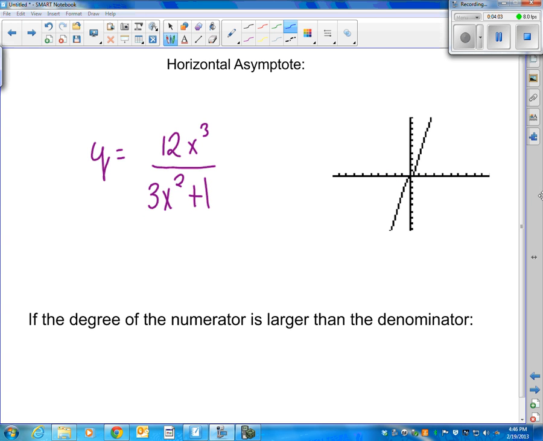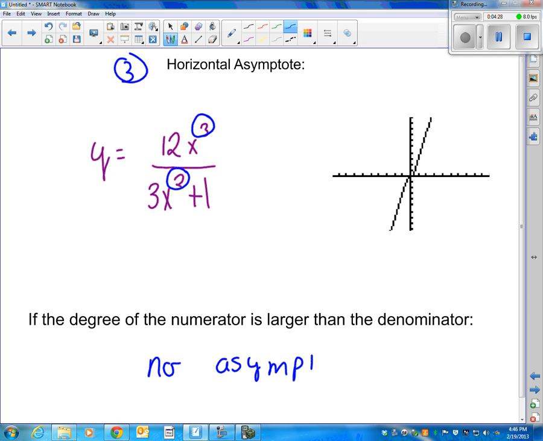All right, and our third case is what happens when the degree of the numerator is larger than the denominator. So again, right here, the 3 is larger than the 2. In that case, there is no asymptote. No horizontal asymptote. As you can see in the graph, there is no y equals that this graph doesn't cross. Great. So we'll sum everything up in the next page.